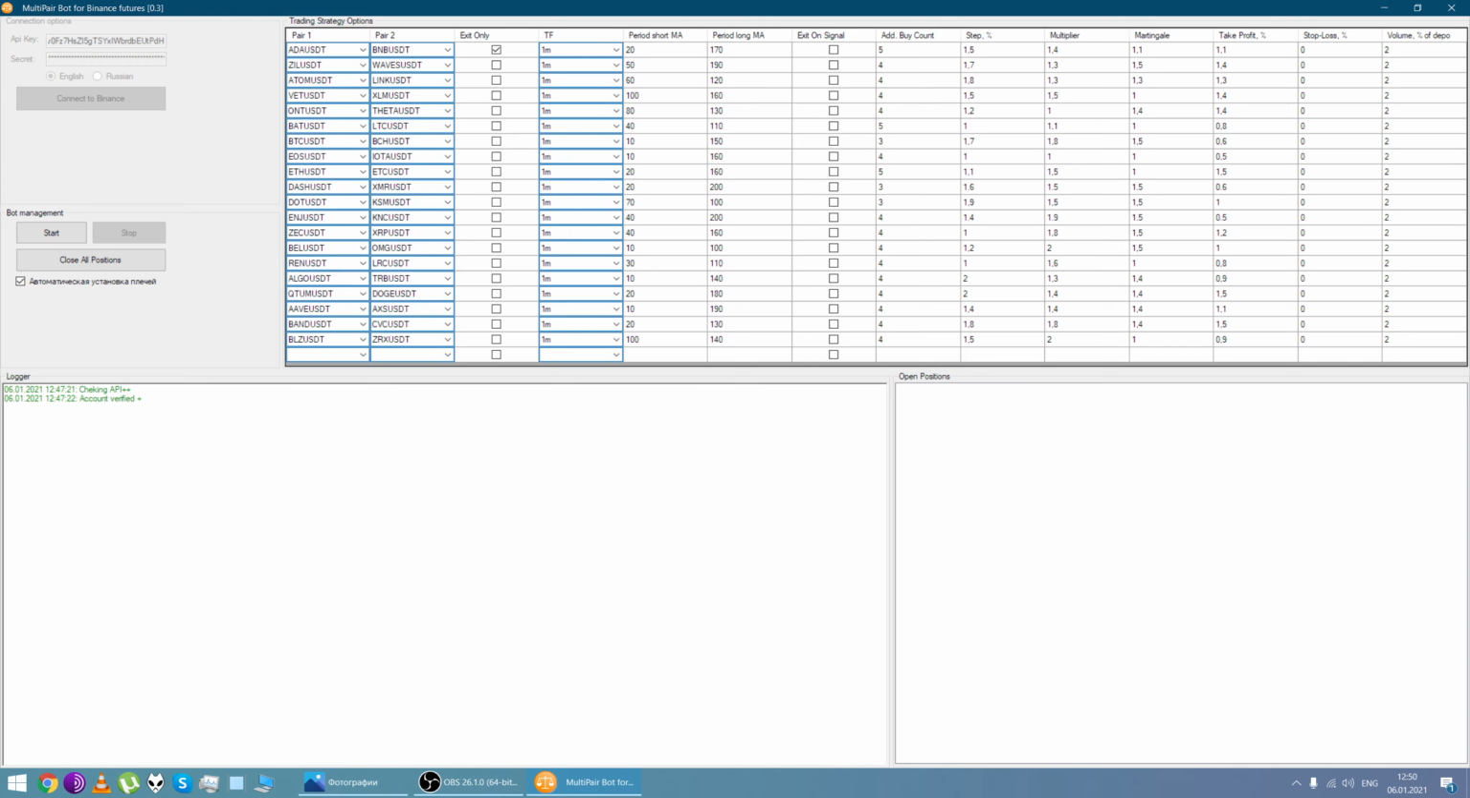In the multiplier field we specify the multiplier for the step. It means how many times the next step will be greater than the current one. So if our first purchase is executed at a distance of 1.5%, then the second one will already be at a distance of 4.5%. That is the first 1.5% and 1.5 will be multiplied by 2. We'll get 4.5.